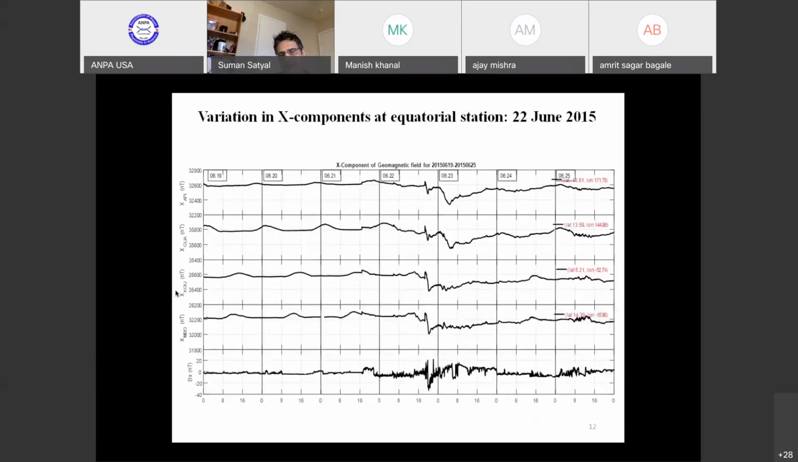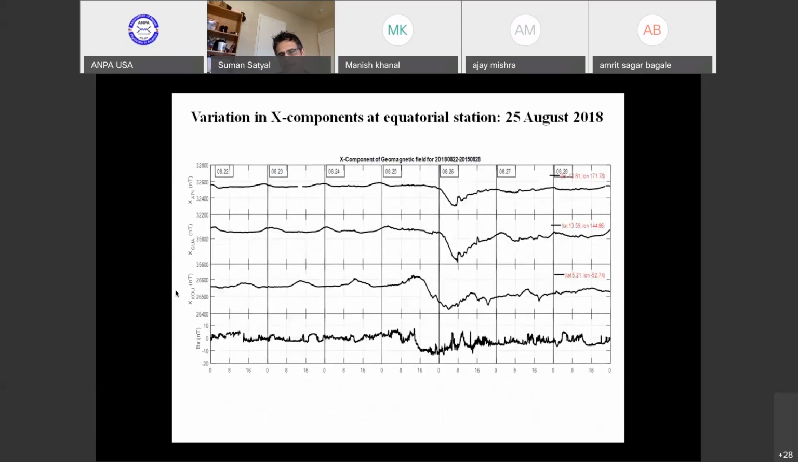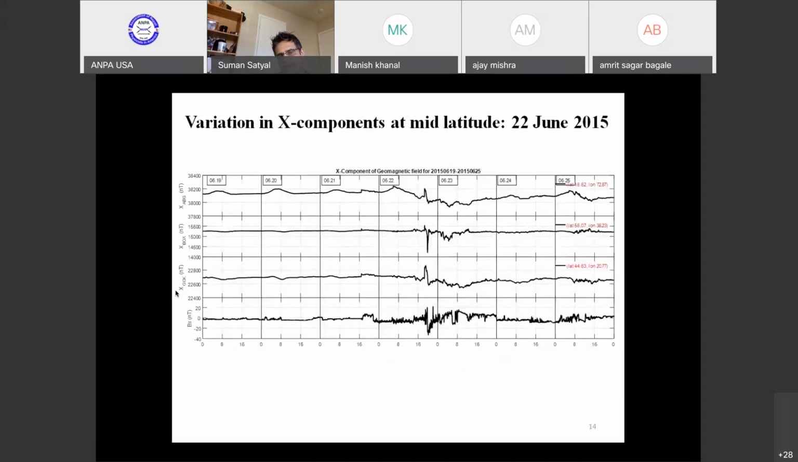Now, these show the variation in the X component at the magnetic stations located in the equatorial region. The stations are abbreviated as API, GUA, KOU, MPO. Now, this shows the variation in the X component at the same stations, but due to the storm of 25th August 2018. This shows that the variation in the X component is greater on 25th August. Now, we show the variation in the X component at mid latitude stations for the storm of 22nd June 2015.